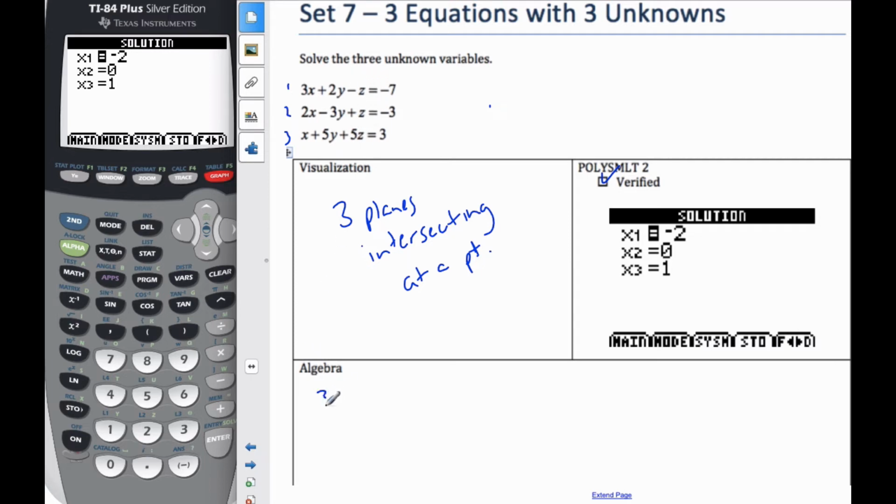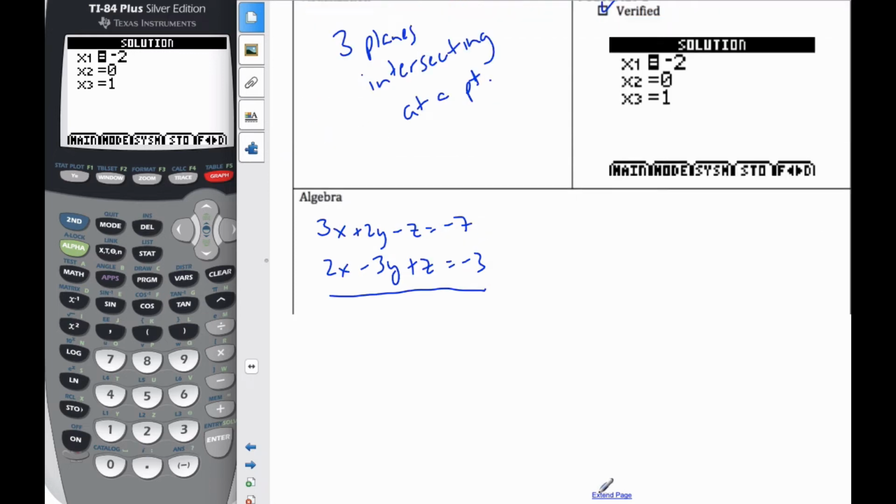So if I take my first equation, 3x plus 2y minus z is equal to -7, and 2x minus 3y plus z is equal to -3. If I add these equations, I get 5x minus y, and this is the key. I eliminate the z. That's key. -z plus z gives me 0z, is equal to -10. I'm going to call this equation 4.